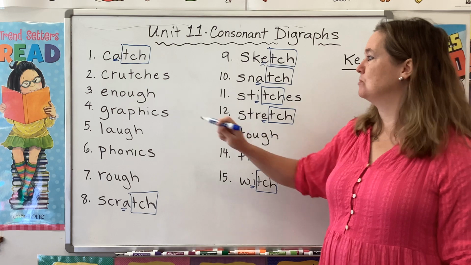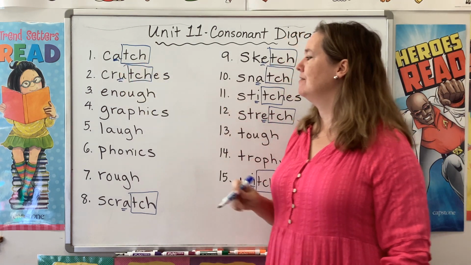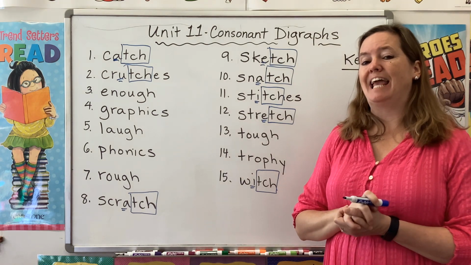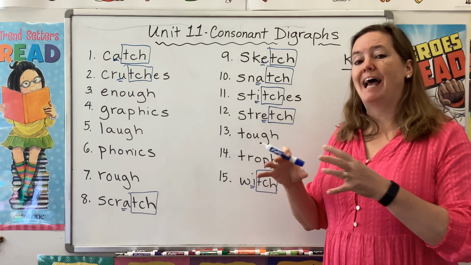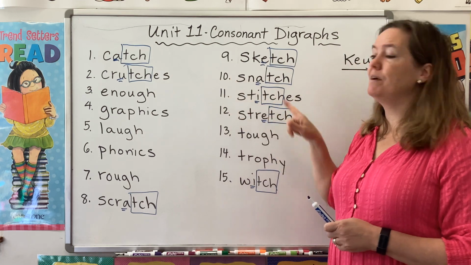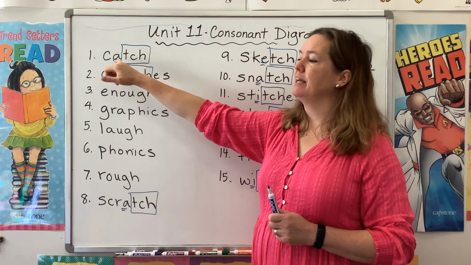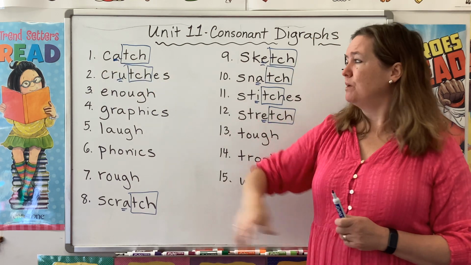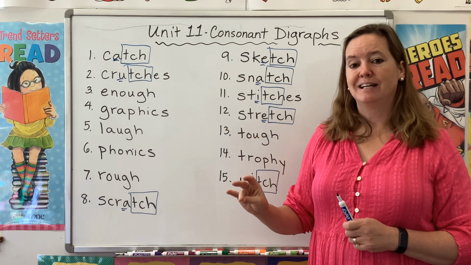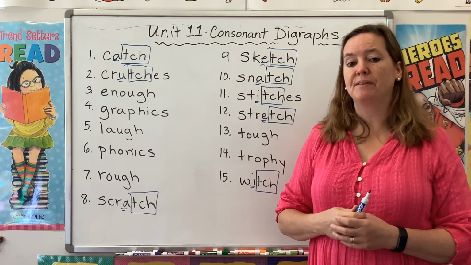I realize I missed one right here, right? In crutches, it follows a short U, okay? So TCH only shows up at the end of a word, or in this case, towards the end of a word, right? And it always comes after a short vowel. Now you can't hear that T, right? It's k-a-ch. That T is swallowed up by the CH, but it's still important that we use it.